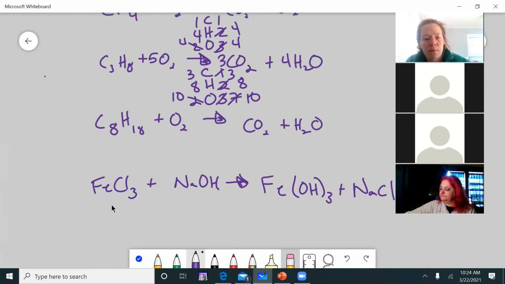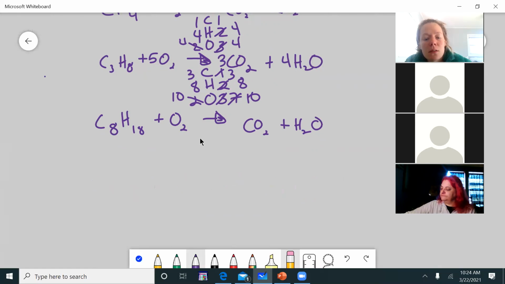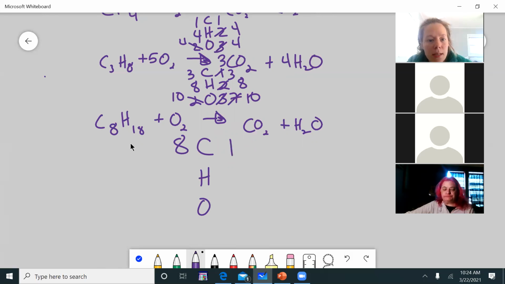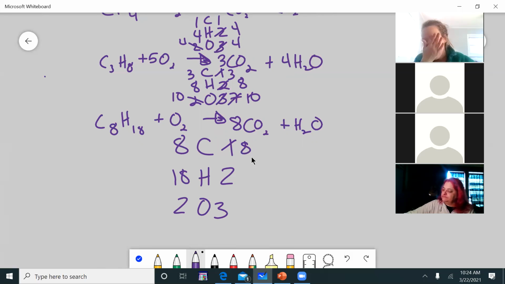Actually, I'm just going to erase this bottom one here. So I have carbons, hydrogens, and oxygen. I have 8 of these and 1 on this side, 18 and 2. 2 oxygens and 3 on this side. So always balance your carbons first. So 8 on this side means I'm going to put an 8 in front of here. That gives me 8 of these. It changes my oxygen to 16, 17.